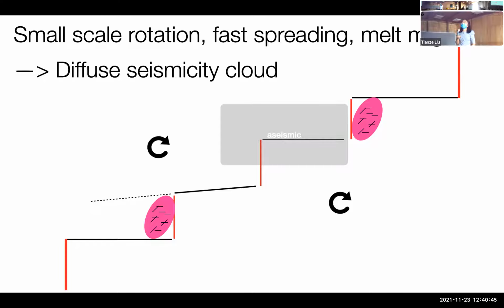And because of the long duration of the seismicity, this seismicity should be continuous, which means that such damage should be a continual process. And we think that the ongoing small plate rotation and fast spreading is necessary to sustain the damaging of the fault material and keep the fluid circulation going on into the deep mantle.